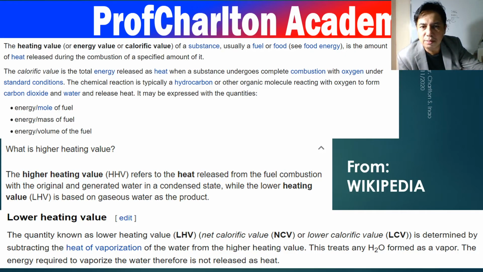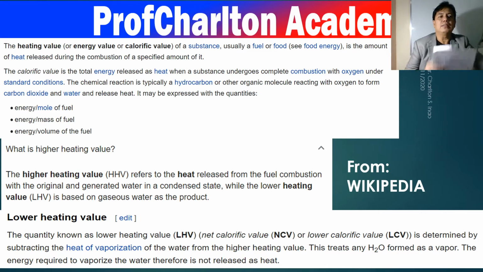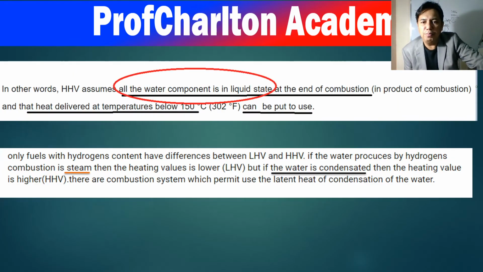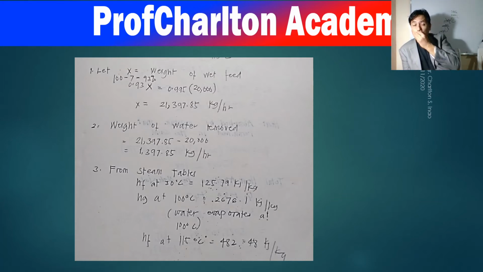Here is just the additional information: the higher heating value, what is heating value, and what is low heating value, from Wikipedia. A proper citation is there, so that we avoid copyright issues. So we cite properly where we get the information from Wikipedia. This is also from Wikipedia. Now, here is the solution.